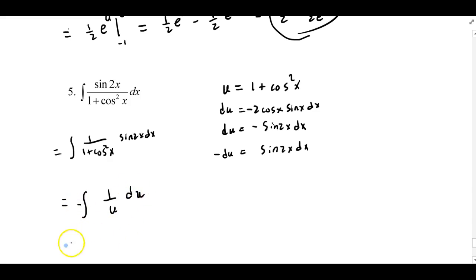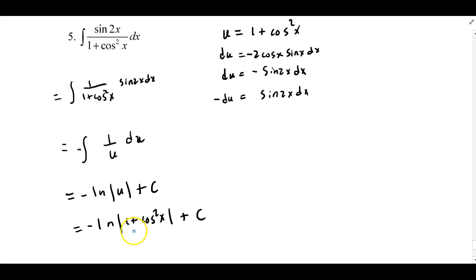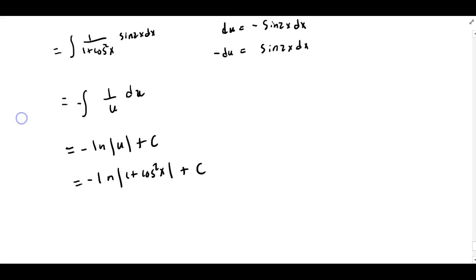And of course the integral of 1 over u is ln of u, so we get negative ln of absolute u. Replace the u, and we get this, right? But what we can also do is leave the absolute value bars, it's not going to hurt at all. But we can actually also just get rid of them because 1 plus cosine squared x is positive. It's always positive, never negative, so there's no need for the absolute value here. So we can go ahead and remove them so that we get this.